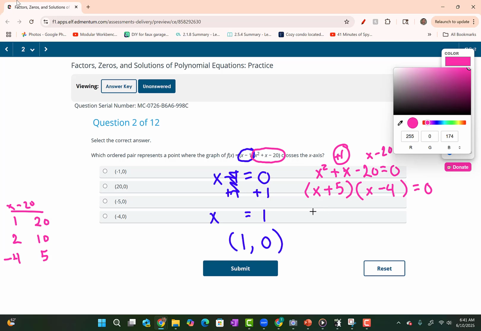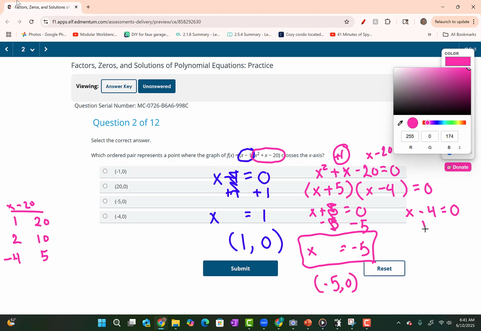Those are the factors. So then finally the zero product property, we're going to set each factor equal to 0 and solve these both for x. So this one is x equals negative 5. And the other one's going to be x equals positive 4, although we can already see our answer is negative 5, 0.